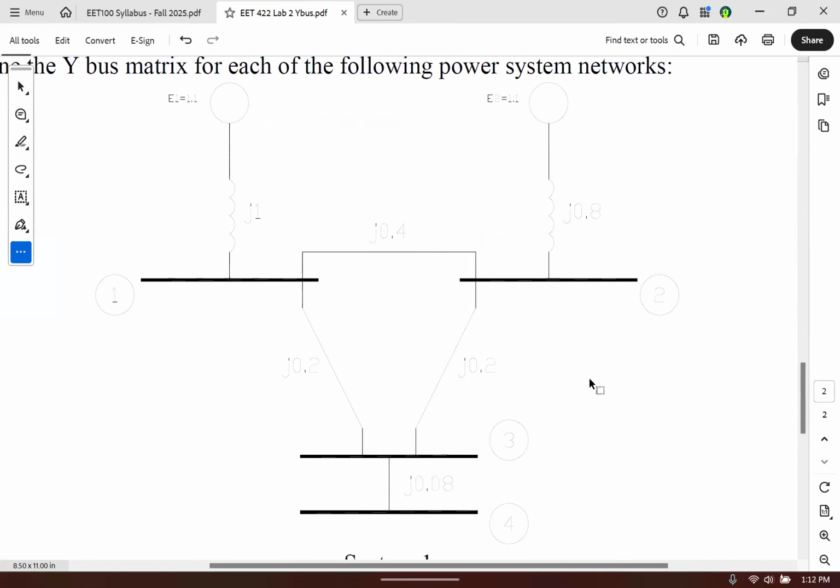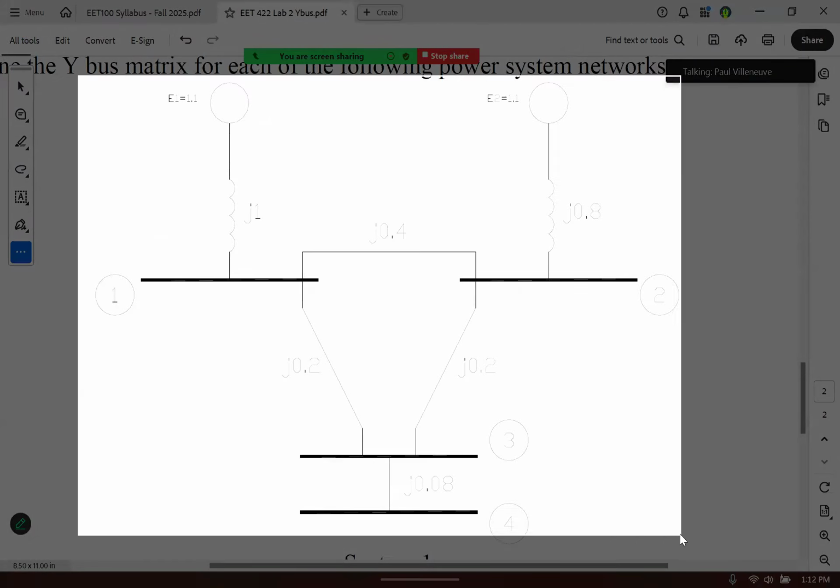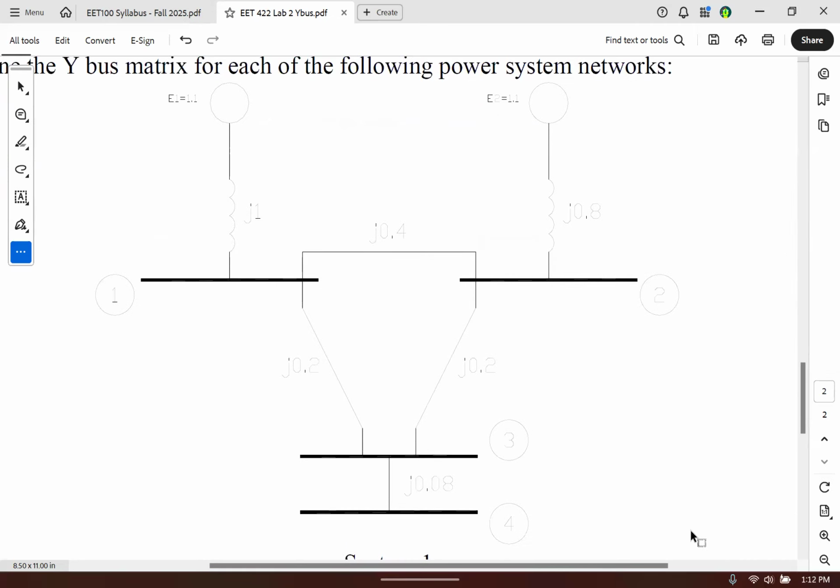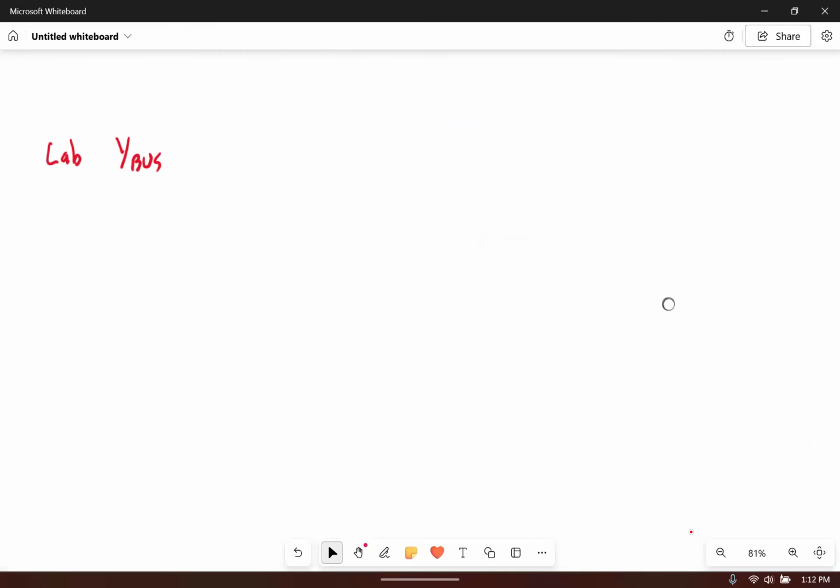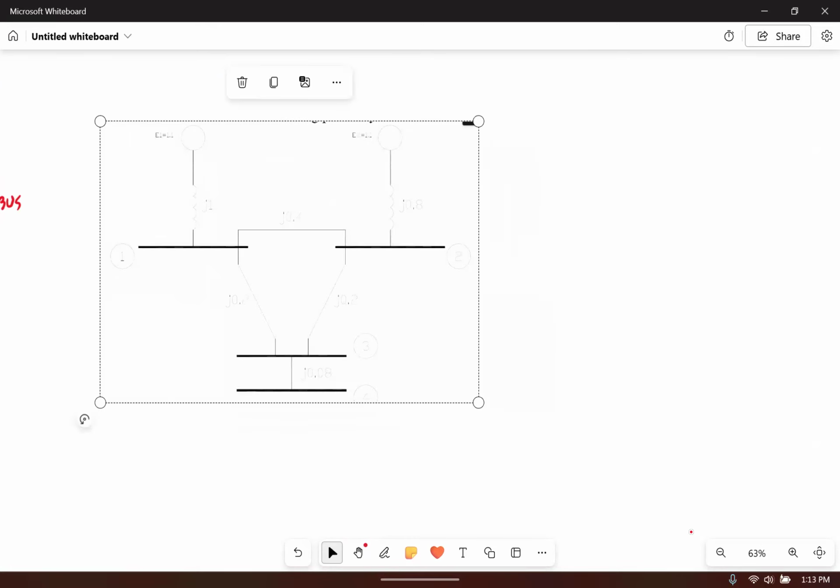All right, so I'm going to copy the system over to the whiteboard so I don't have to rewrite it. Sorry, it's a little hard to read, but here is a step-by-step. First, step one, identify all the buses or nodes. We know what those are: 1, 2, 3, 4. It's a 4-bus system plus a reference.